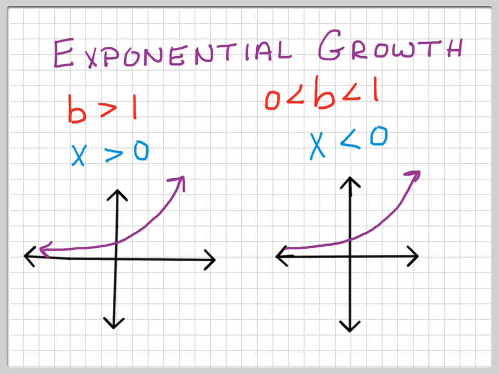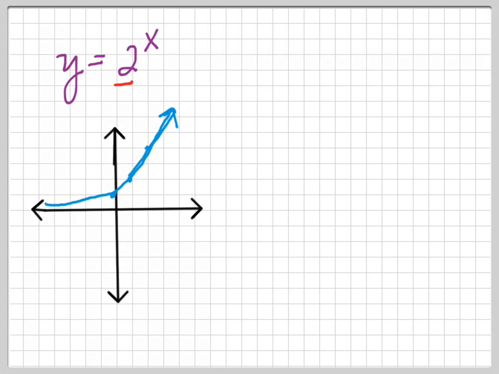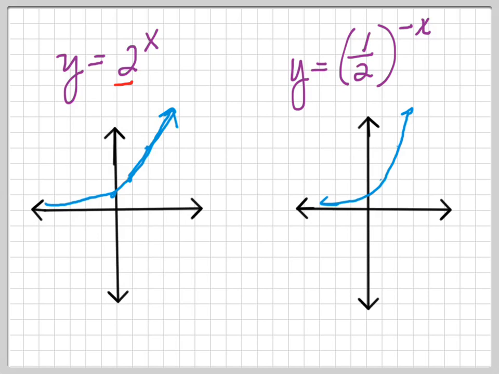So let's look at an example of this. Here's the function y equals 2 to the x. This same graph can be written as a different function. y equals 1/2 to the negative x is the exact same function.